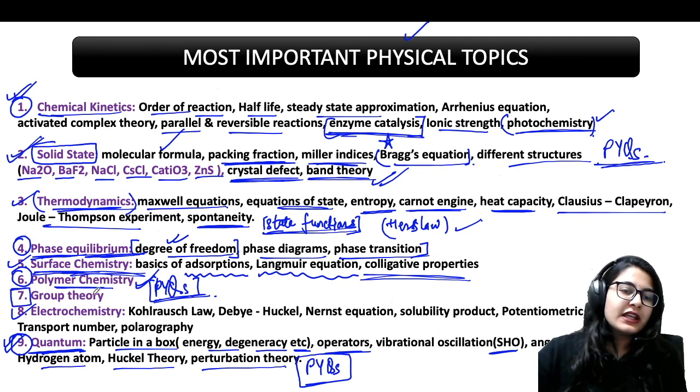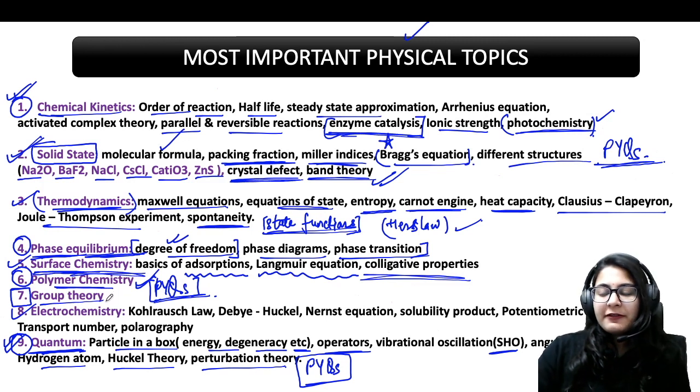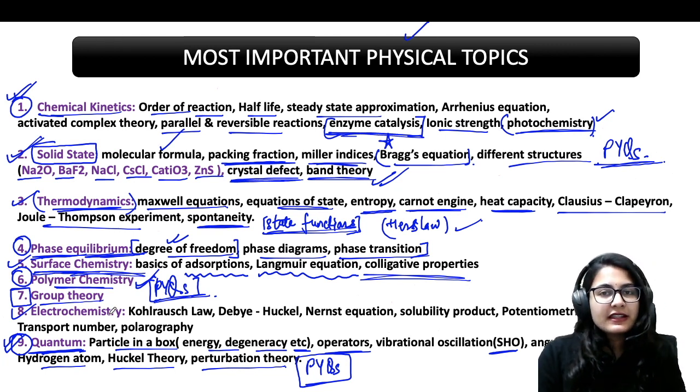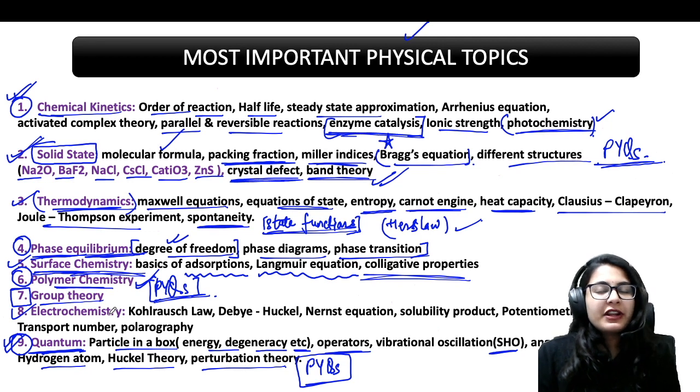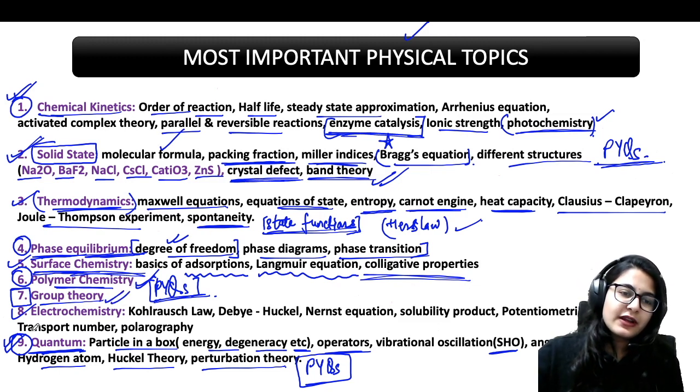Also, group theory. So group theory is a little bit advanced, but if you can find out the symmetry elements of a molecule, if you can just do the character table and irreducible representations, that will be all, because you get a 4 mark question directly by doing these topics, right? So yes, that is what you have to do.